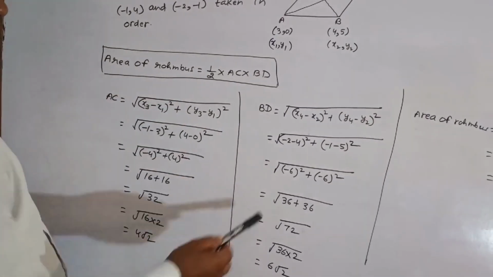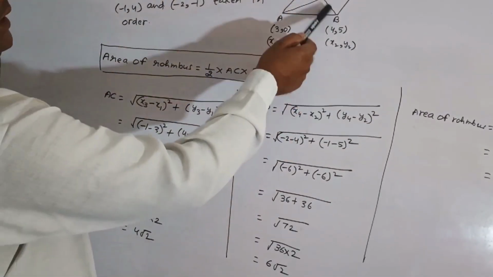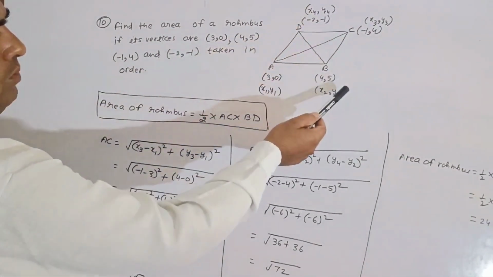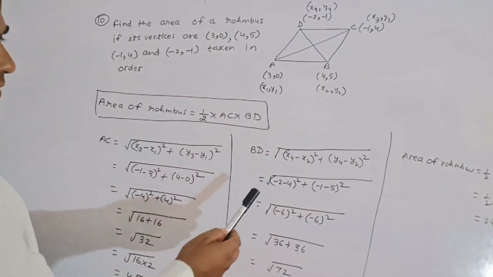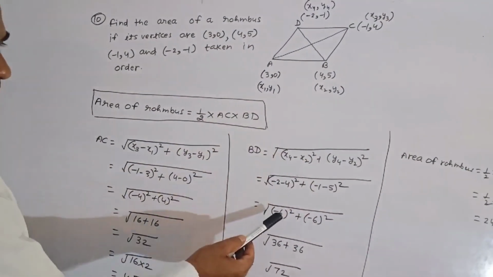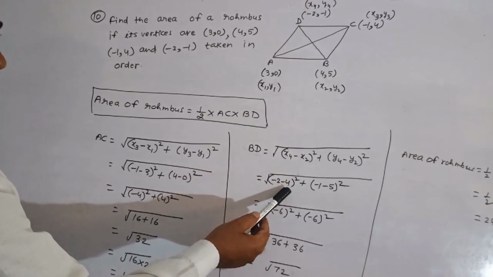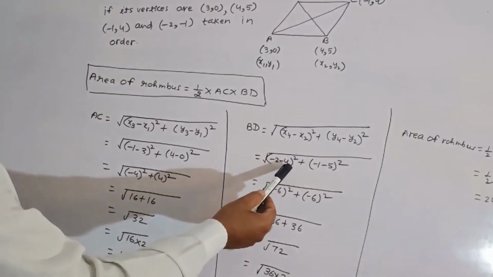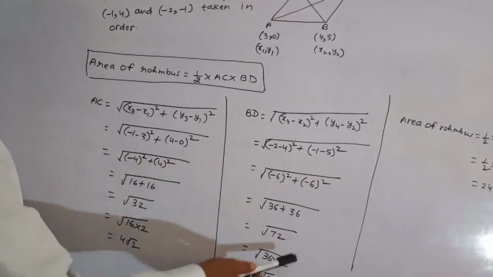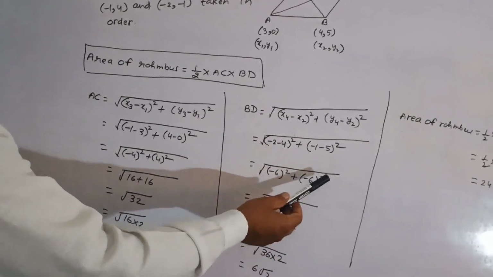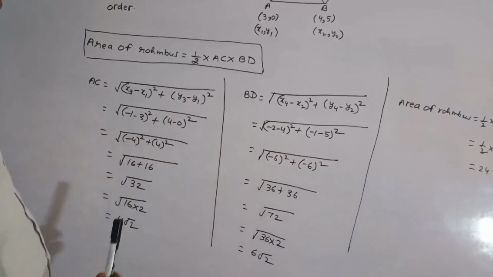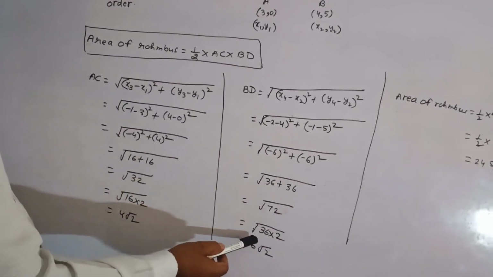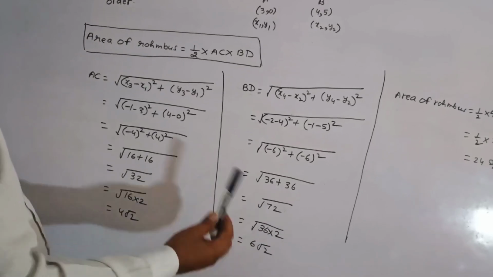Similarly, we will find BD. BD is square root of x4 minus x2 whole square plus y4 minus y2 whole square. We will put all the values: x4 is minus 2 and x2 is 4, y4 is minus 1 and y2 is 5. Minus 2 minus 4 is minus 6 square, and minus 1 minus 5 is minus 6 square. This is 36 and this one is 36. 36 plus 36 is square root of 72. We can write it as square root of 36 into 2, and this will be 6 root 2.